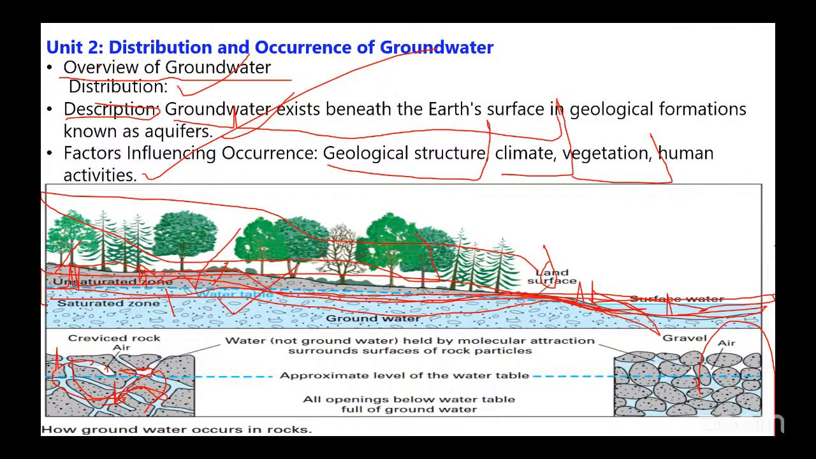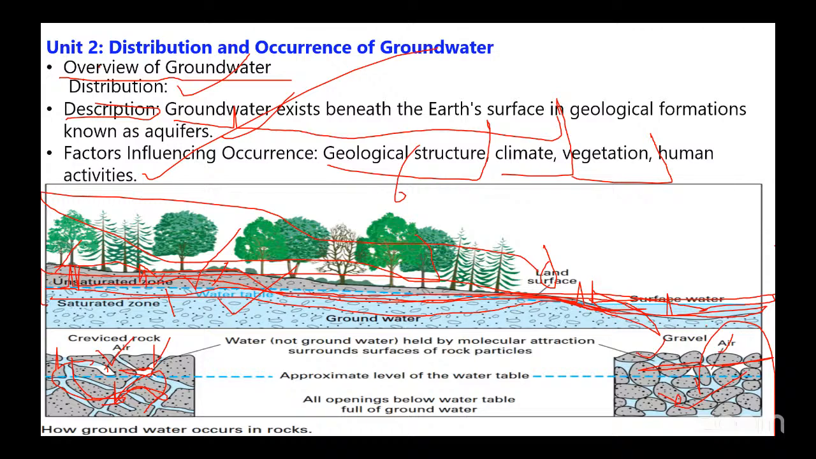So this region is called unsaturated, and this region is called saturated, because all empty places, all pore spaces in the geological rock formation that are filled with water are called the saturated zone. Where the pore spaces in the rock formation are partially filled with water and air, that region is called the unsaturated zone.